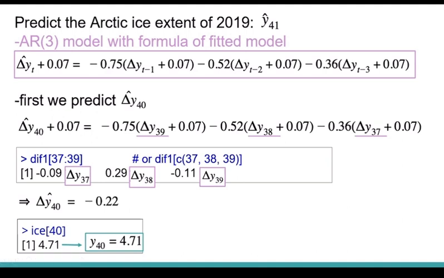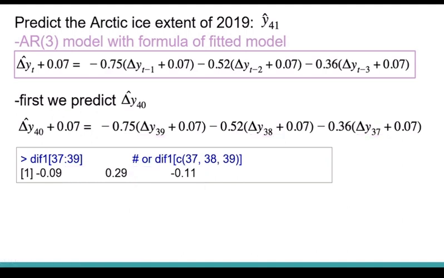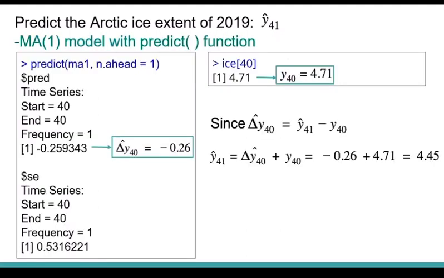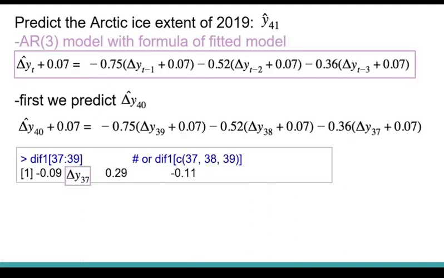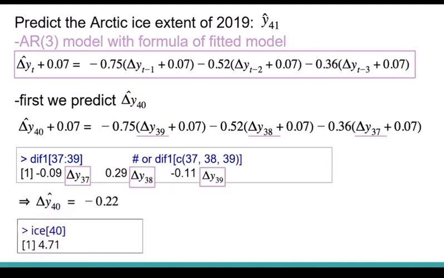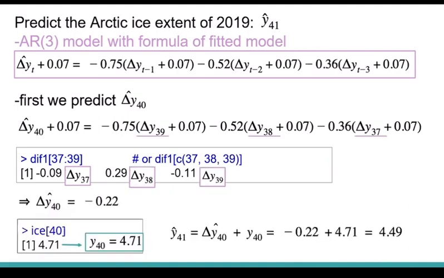Using the MA model of order one, what was the prediction? The predicted value for 2019 for active eyes was 4.45, and using the AR of order three, it is 4.49. So are they close? Kind of. They are close, kind of.